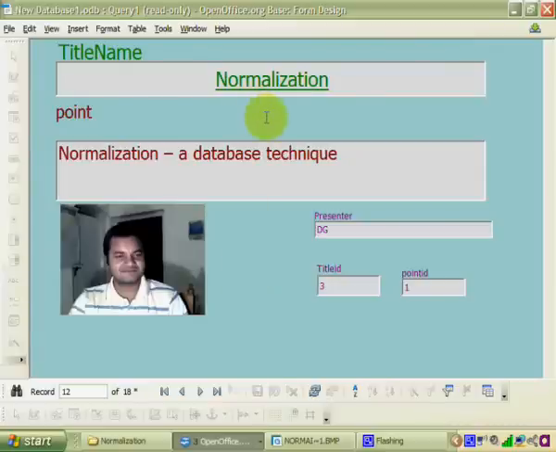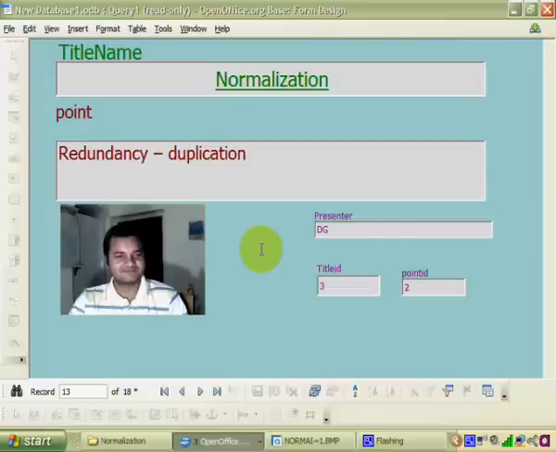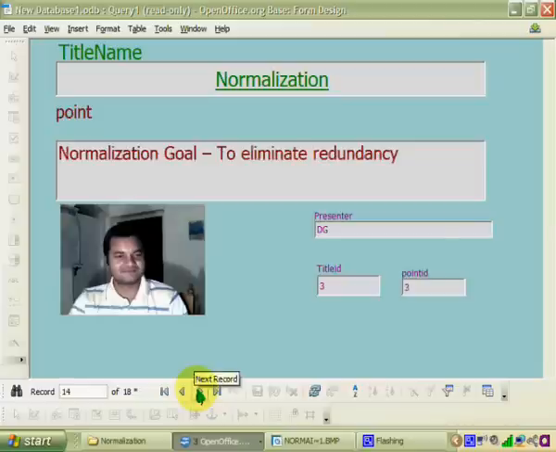So about normalization. Normalization is a set of database design techniques. And normalization can also be seen as a state in which a database or a table can be in. The purpose of normalization is to eliminate duplication. The technical term for duplication is redundancy. So the goal of normalization is to eliminate redundancy. The ultimate normal form will be a database in which one piece of information will be stored only in one place.